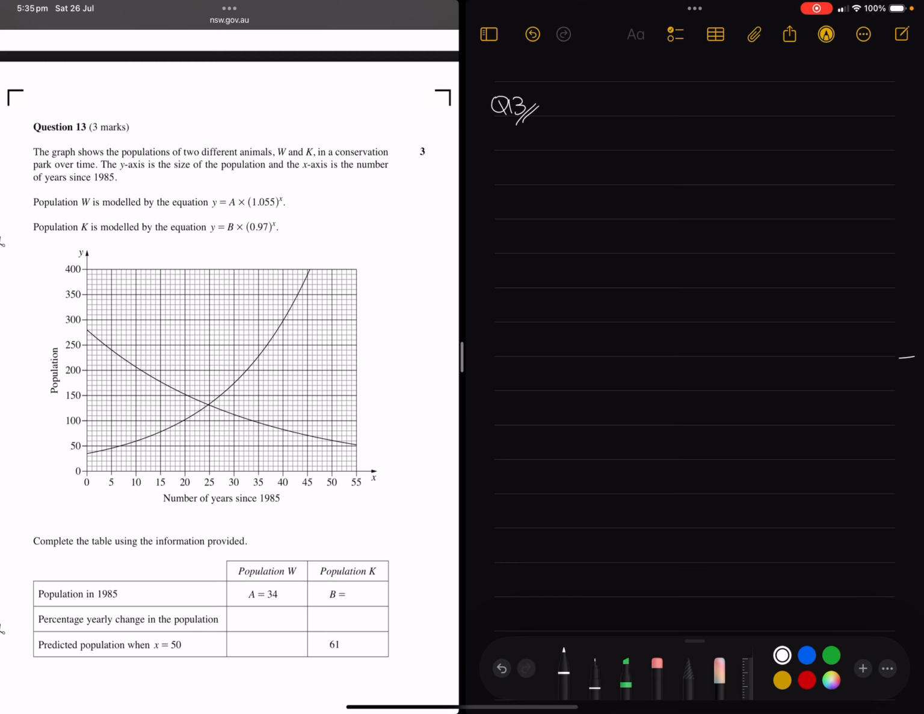Now, that's a useful piece of information because we know that the model for W is actually going to be Y equals 34 times 1.055 to the power of X, because the A constant is a constant, the A and B. We haven't been told B. We do need to work it out though.